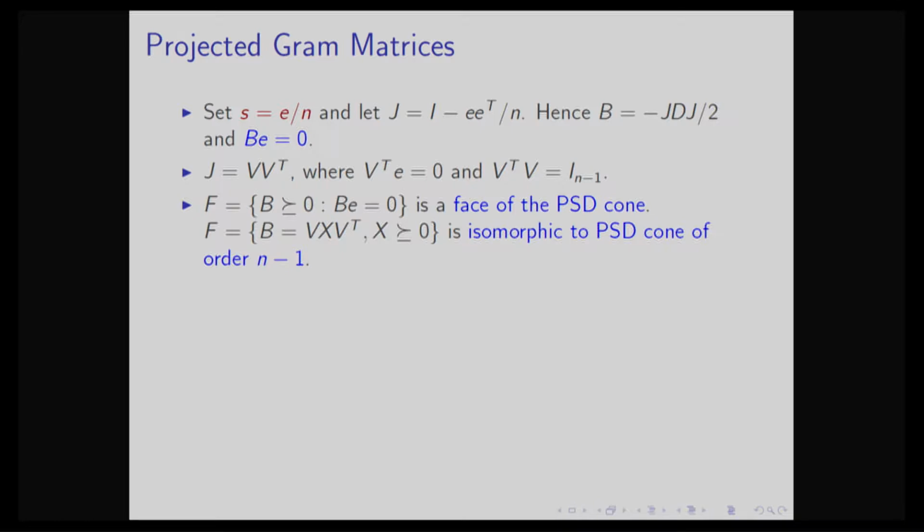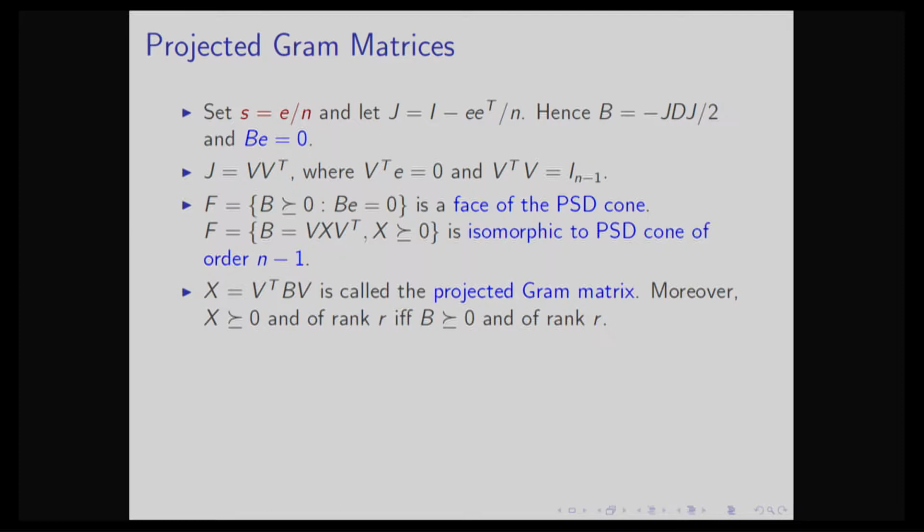Therefore, I can define this matrix X to be V transpose B V. B is the gram matrix, and I sandwich it between V transpose and V. Notice that X is of order n minus 1. This is what we call the projected gram matrix. The same information is carried by either B or X: X is positive semi-definite and of rank R if and only if B is positive semi-definite of rank R. So instead of dealing with B, I'm going to deal with X, and you can always go back and forth. If you have B, you can get X this way; if you have X, you can get B this way.